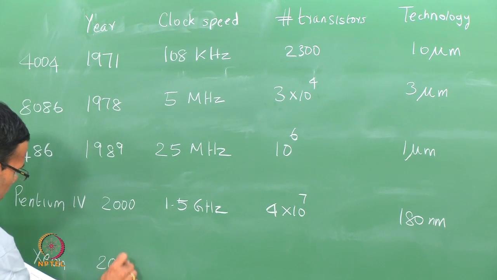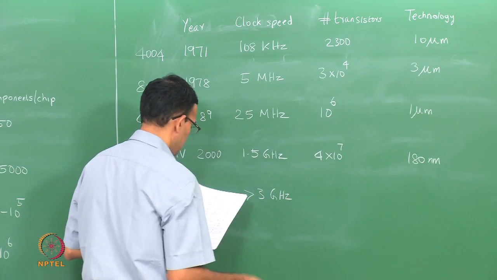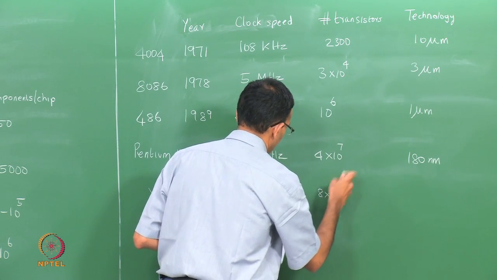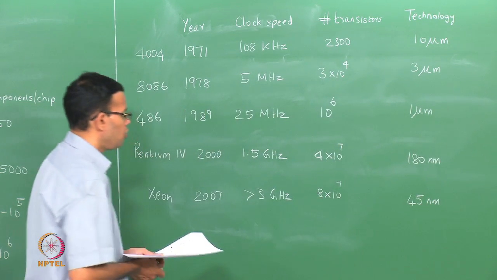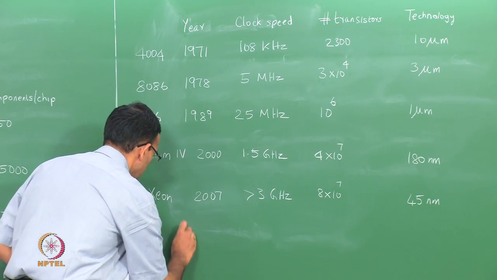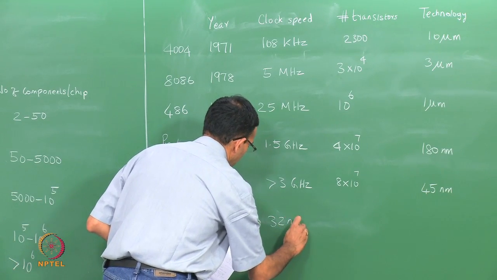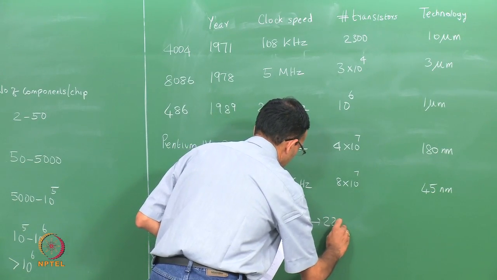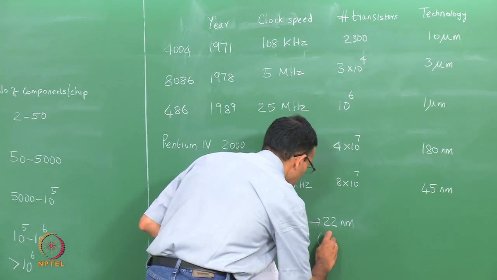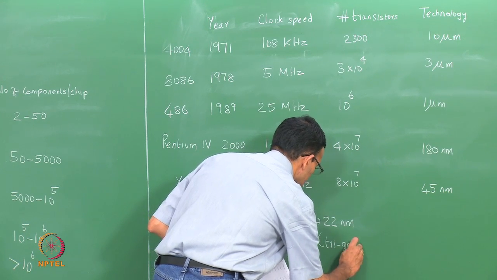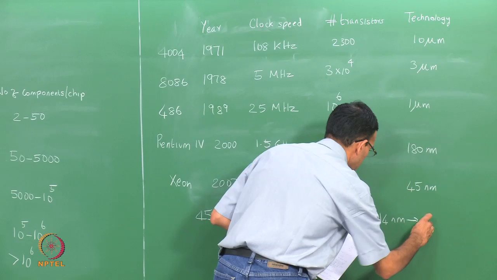Xeon, which came 7 years later in 2007, is greater than 3 gigahertz. The number of transistors is doubled, and your feature size is 45 nanometers. So, if you look at 45 nanometers and beyond, from there your feature size has shrunk to 32 nanometers and then 22 nanometers. In this case, you no longer have planar transistors, but something called FinFETs or tri-gate transistors. And the future plans are 14 nanometers and 11 nanometers.